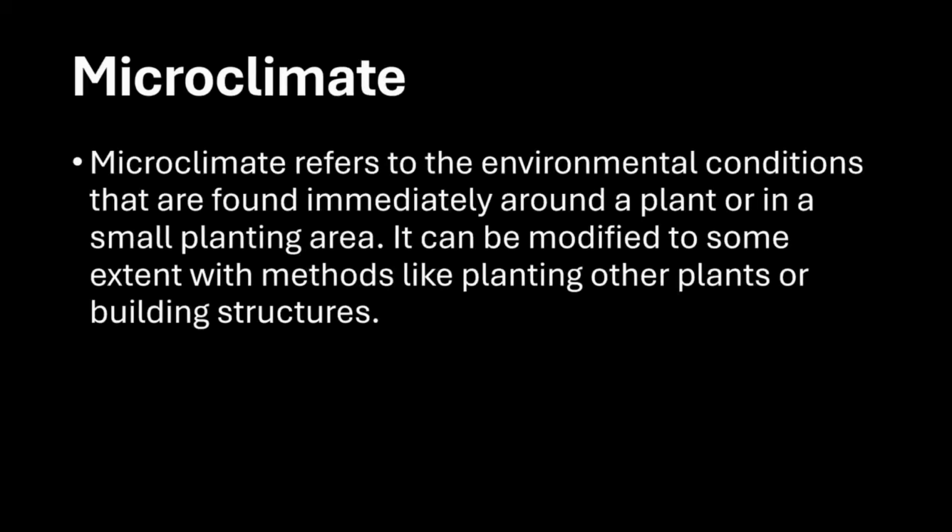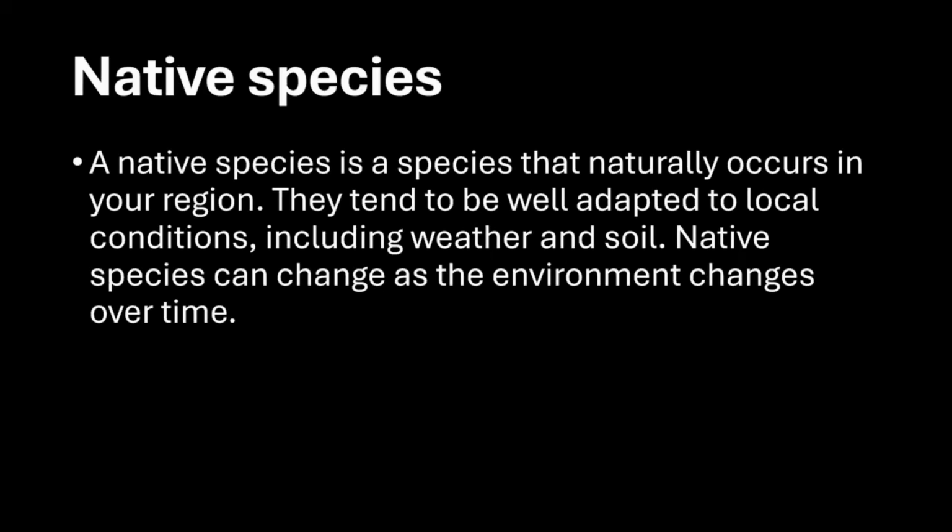Microclimate. Microclimate refers to the environmental conditions that are found immediately around a plant or within a small planting area. It can be modified to some extent with methods like planting other plants or building structures nearby. Native species. A native species is a species that naturally occurs in your region. Because of that, they tend to be well adapted to the local conditions, including the weather patterns and the soil. Native species will change as the environment and climate changes over time.